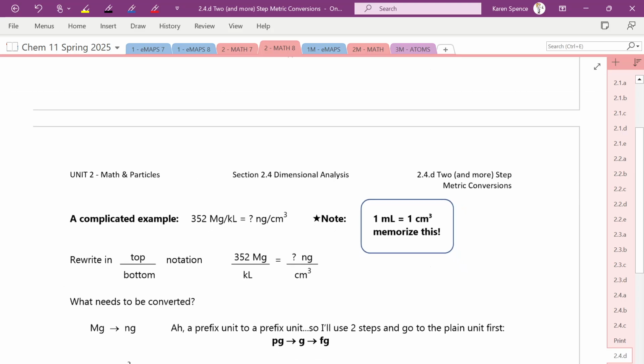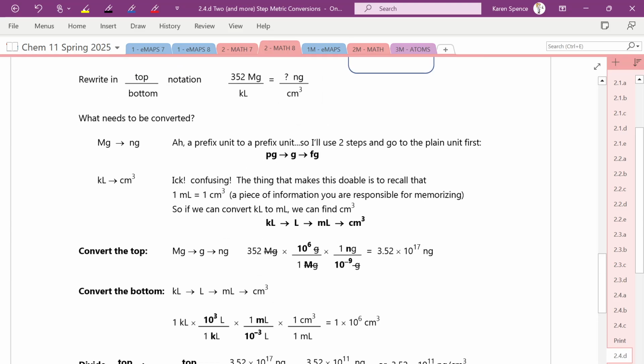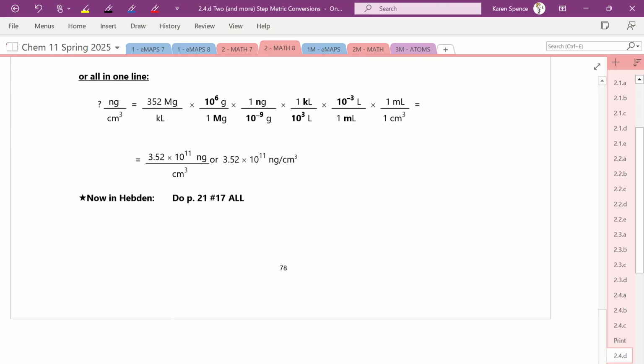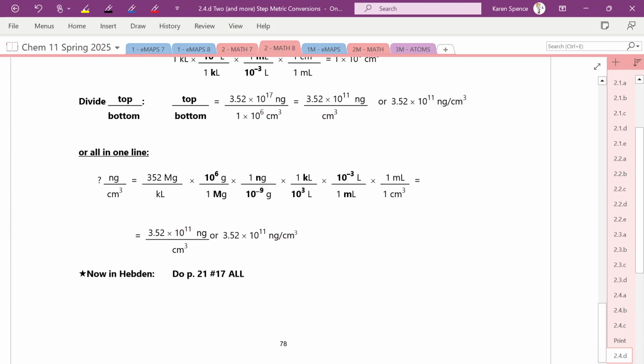I don't feel like we've got time to go through a complicated example today with like convert the top, convert the bottom, and all that stuff because we've only got 5 minutes left. So in Hebden, it says do number 17 all. I'm going to change that. We're not going to do all of number 17. Page 21, number 17.